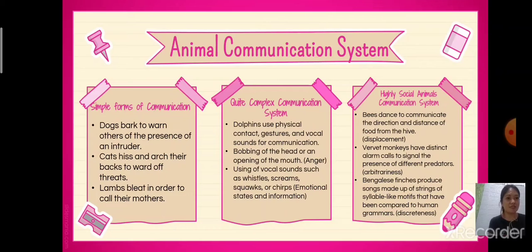For example, bees dance to communicate the direction and distance of food from the hive, so they show displacement. But humans are different from bees, because bees cannot dance new movements to communicate. They will not communicate well if bees dance differently from their norms. Okay. Vervet monkeys have distinct alarm calls to signal the presence of different predators, so they portray arbitrariness. And then Bengalese finches produce songs made up of strings of syllable-like motifs that have been compared to human grammars, so they portray discreteness.